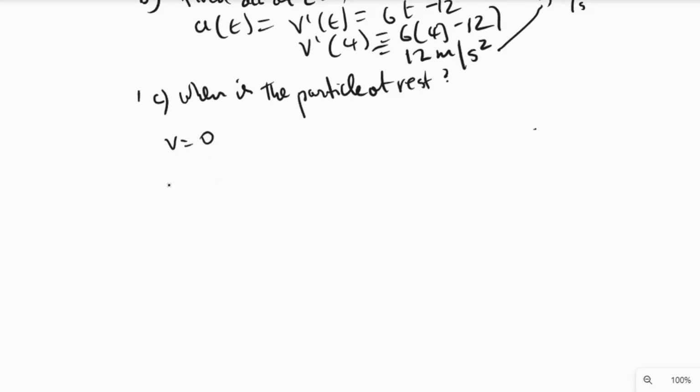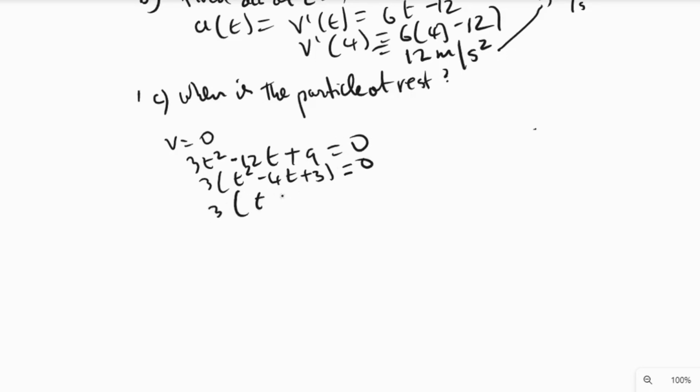Therefore, I have my velocity here, 3t squared minus 12t plus 9 equal to 0. I take the 3 out: t squared minus 4t plus 3 equal to 0. I factor this: (t minus 3)(t minus 1) equal to 0. Therefore, t equal to 3 or t equal to 1. So the particle is at rest when t equal to 3 seconds and t equal to 1 second.